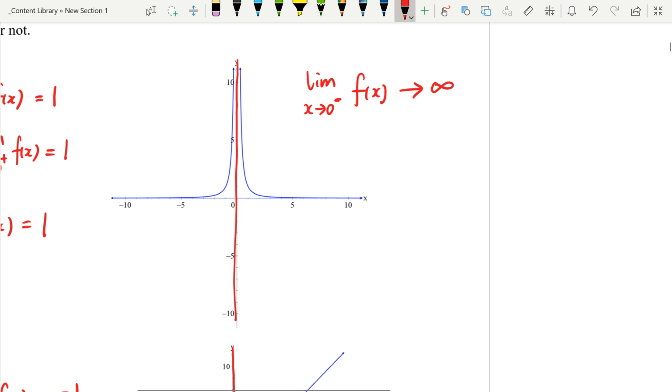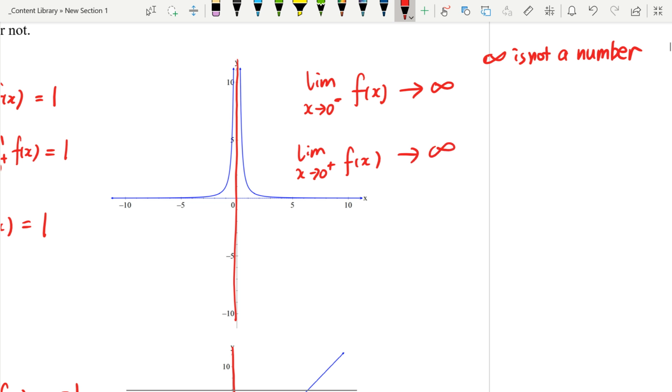I'm not going to write equals infinity. It's towards infinity. Infinity is not a number, so it's not equal to. Infinity is just an expression, meaning infinitely large, but it's not a number. So how about on the right hand side? Same.